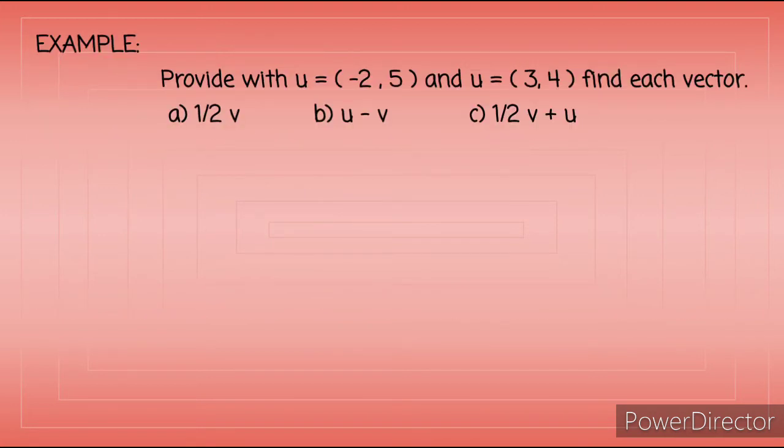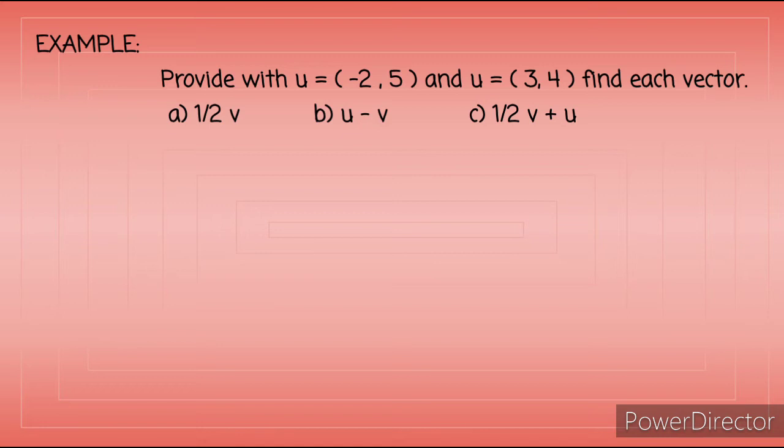Let's have an example in scalar multiplication. Provided with v = (-2, 5) and u = (3, 4), find each vector. In letter A, (1/2)v, B, u - v, and in C, (1/2)v + u.